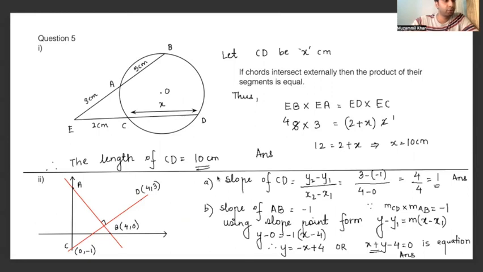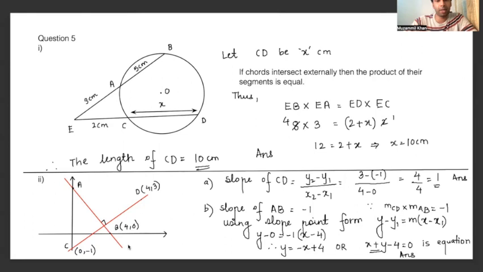Then question 5, the second part, was again an interesting question, which involved 2 lines and they are perpendicular to each other. The first line, I've called it as CD. Its endpoints are given, so you can very easily find its slope by using the formula y2 minus y1 upon x2 minus x1. You had to be only careful with the signs here. The slope was found to be 1.